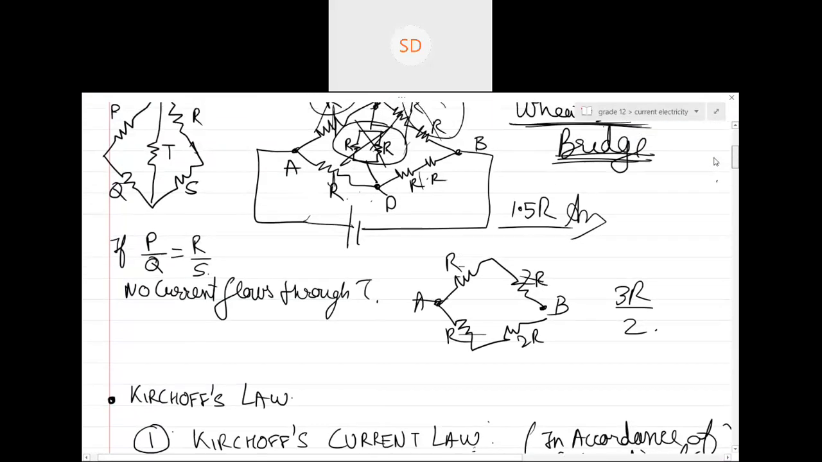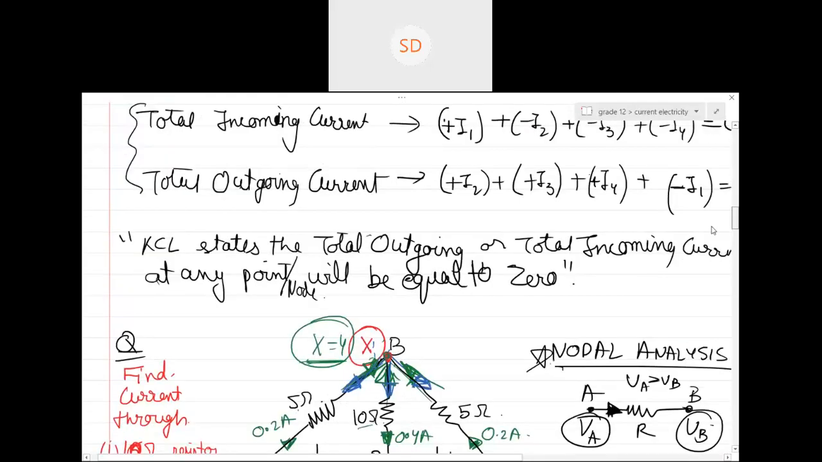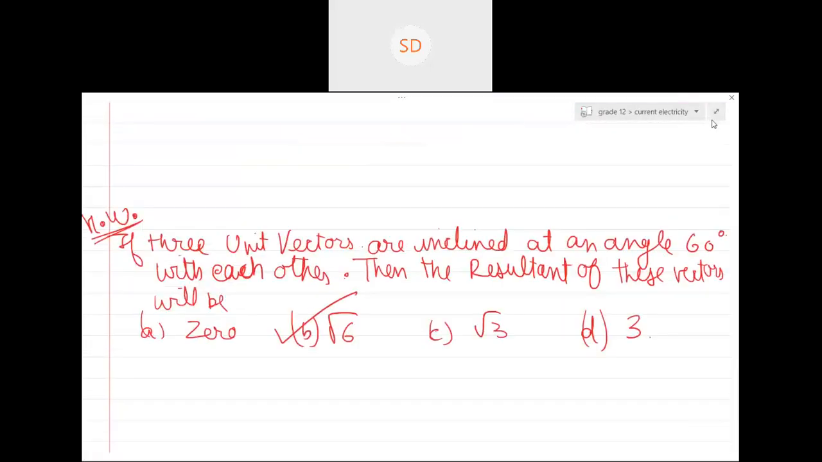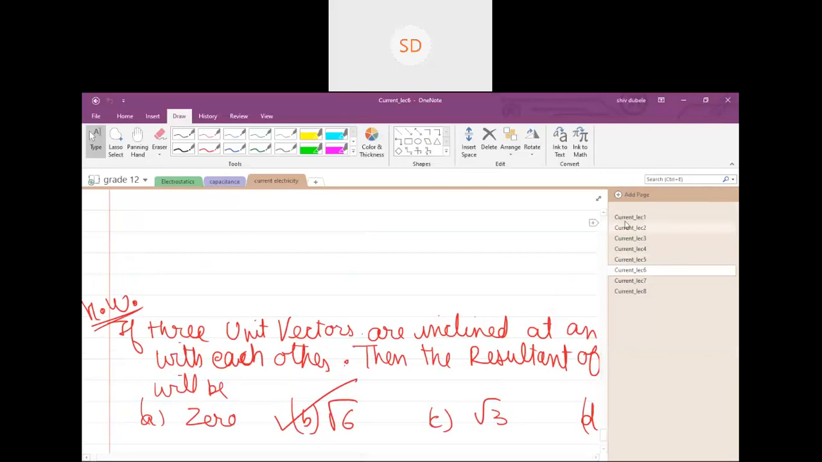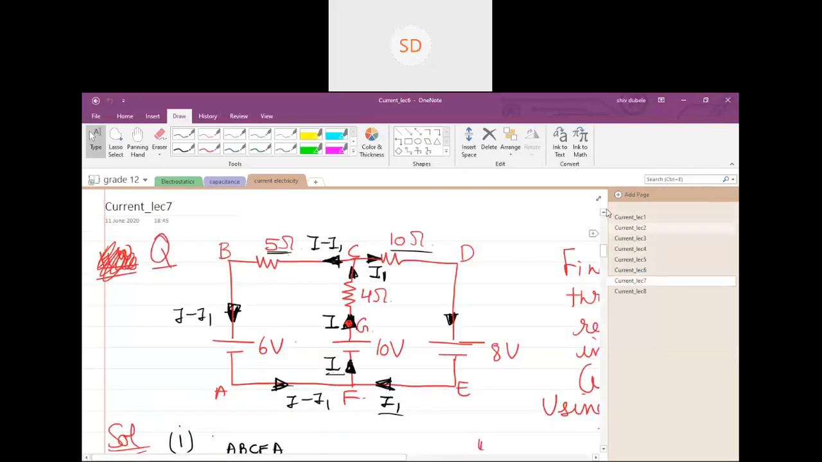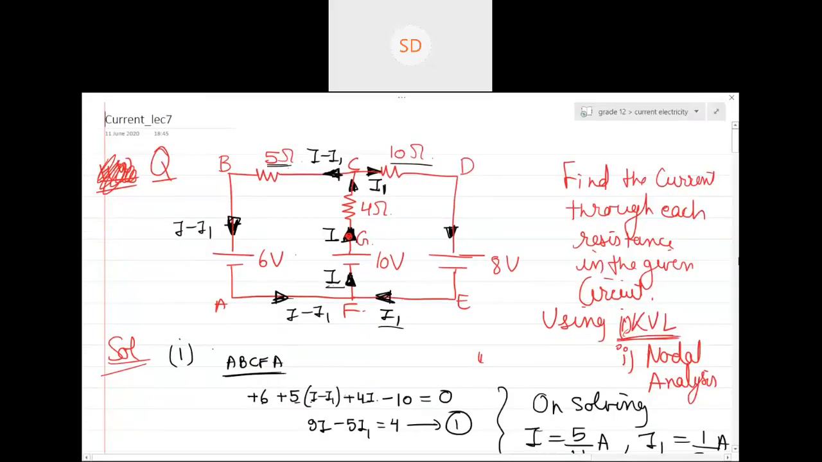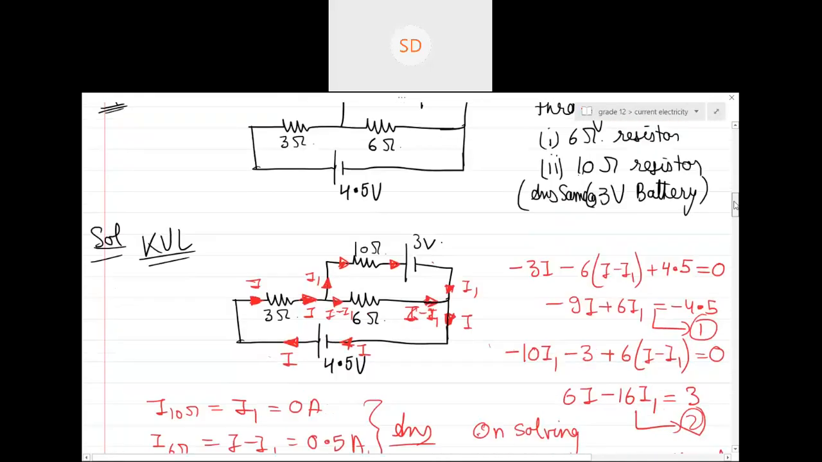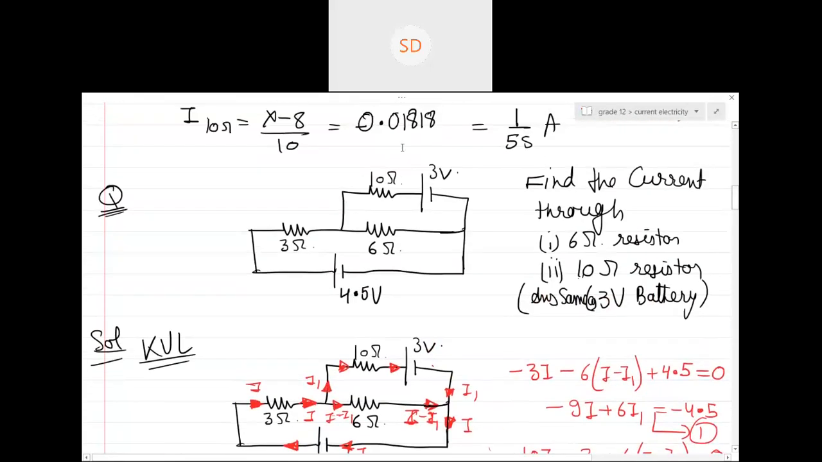Suppose, guys, you don't know how to do nodal analysis. Suppose you don't know how to. Let's take this question.